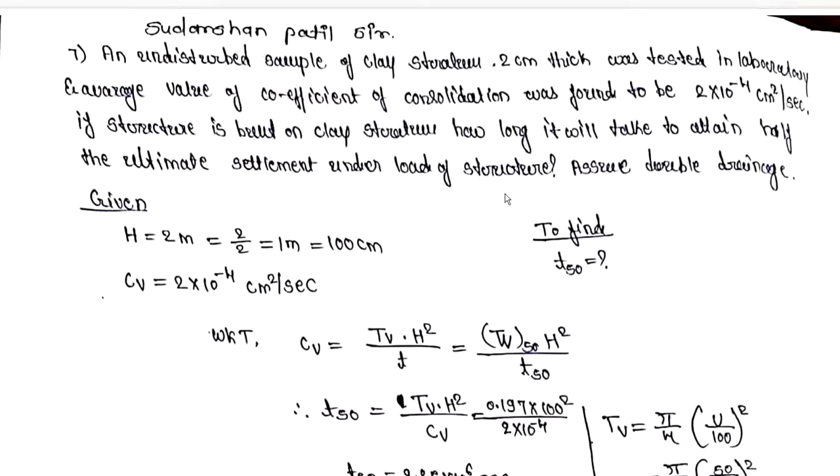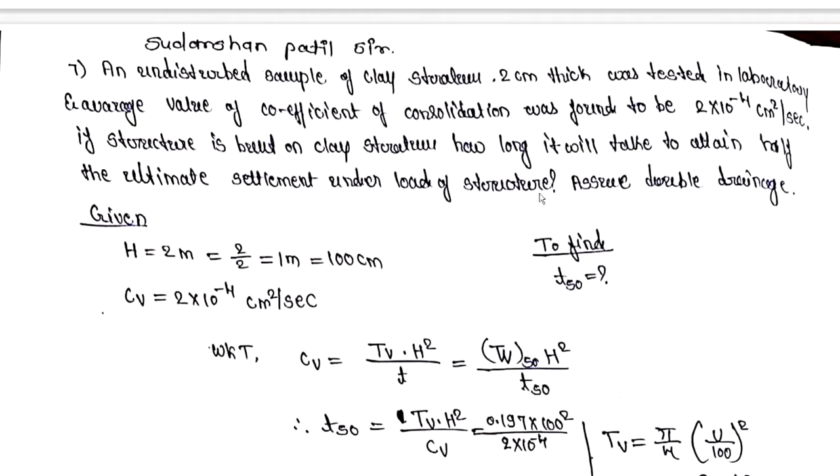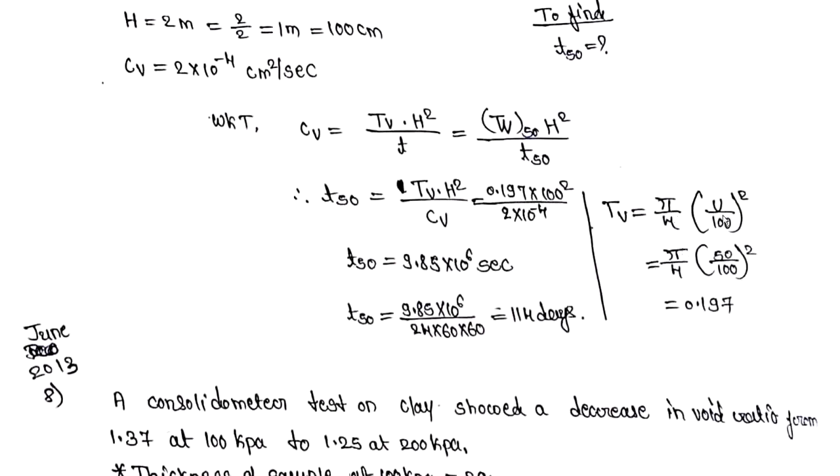So it is very important. This point is very important: half the ultimate settlement. They have tried to confuse you by taking the name of settlement. They have not directly asked the time taken for 50% consolidation. They have indirectly asked it, and they said half the ultimate settlement under the load of structure. So we have to consider 50% as the consolidation.